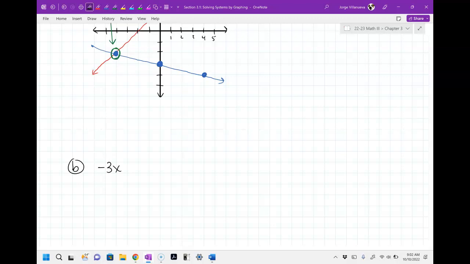I'm going to write them side by side already, okay? That way we don't have to rewrite them. So here's the first one, then the other one is negative 16 plus 3x equals 4y.